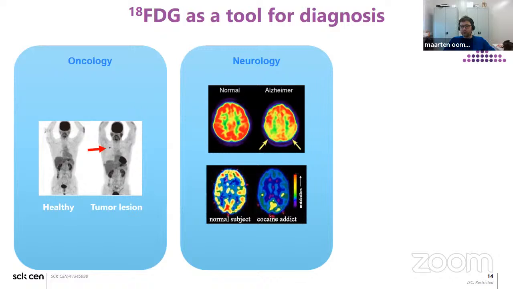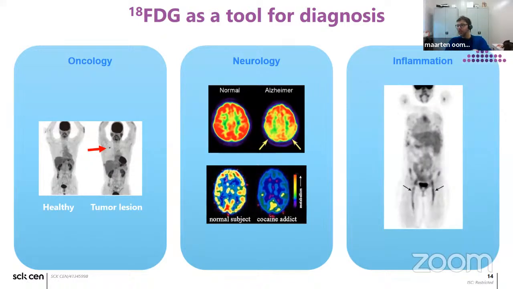It's also often used to make a differential diagnosis, because different types of dementia have different patterns that shut down in the brain first. Also in cocaine addicts or drug addicts, there are a lot of changes in brain metabolism that can be mapped through FDG. And then finally, another type of cell that uses a lot of glucose are the immune cells, so FDG can also be used to visualize inflammatory effects.